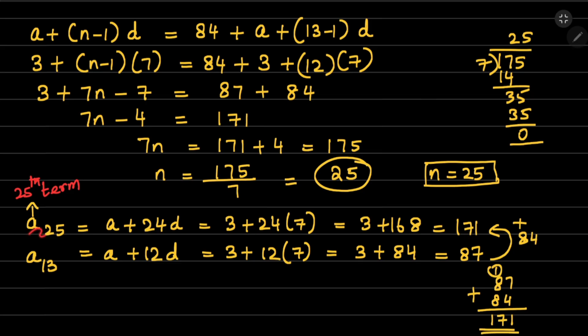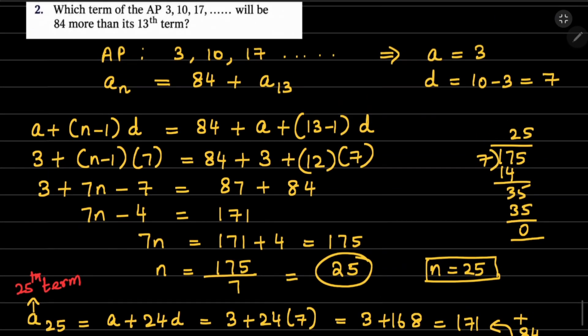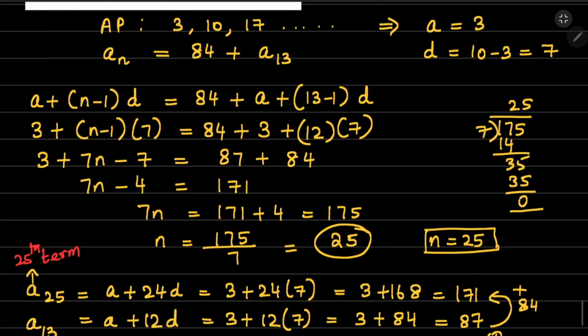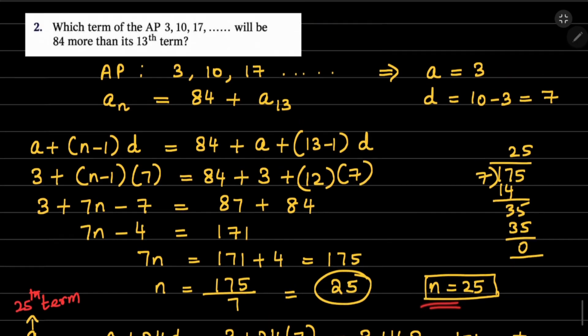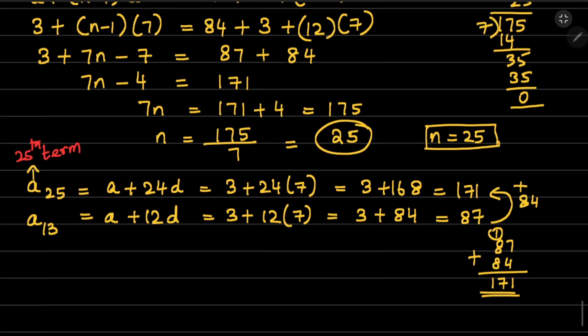So now you can see that A25, that is the 25th term, is 84 more than 87. Right? 84 more than the 13th term. So you have proved it now. You have hence proved. Right now you're not asked to prove, but you can check and validate if really the 25th term of this AP is 84 more than the 13th term. Okay, so this is the way to prove it. Sometimes you will be asked to prove, so you have to check whether this is the correct answer, whether n equal to 25, but otherwise you can stop here itself.